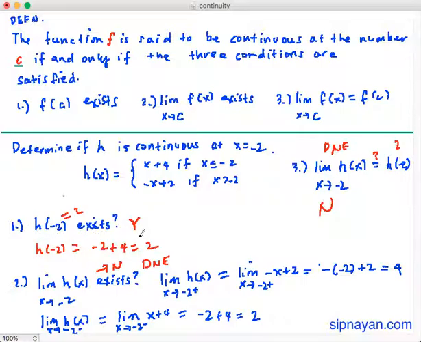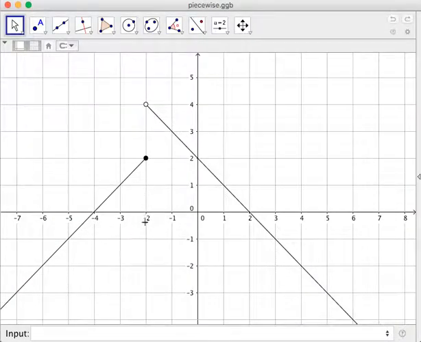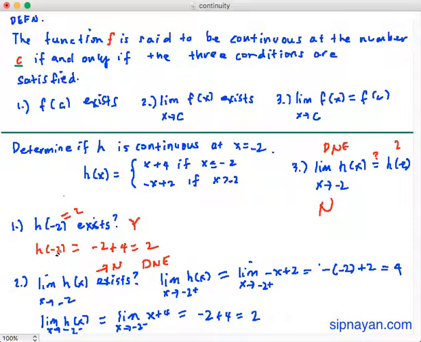Now, let's look at the interpretation of our conditions from earlier. H of negative 2 exists? Yes. What does h of negative 2 mean? The value of h at x equals negative 2. What is the value of our function at x equals negative 2? It is 2. This is its y. If x is negative 2, our y is 2. So, we are okay here.